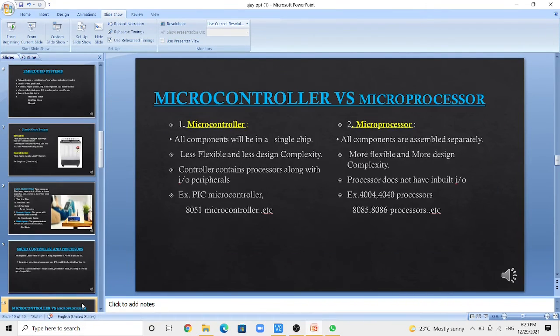Okay, microcontrollers and microprocessors.